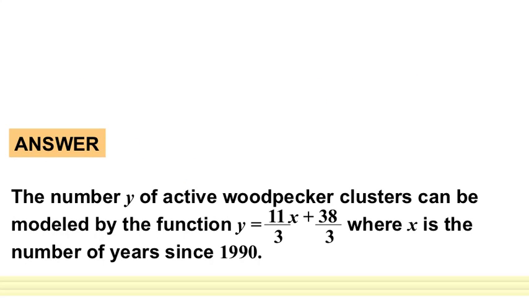So to finally answer the question that we started with, the number of active woodpecker clusters can be modeled by the function y equals 11/3 x plus 38 over 3, where x is the number of years since 1990. I know that sounds all formal, but that is the answer to the problem, and you just found a linear equation to model the situation.